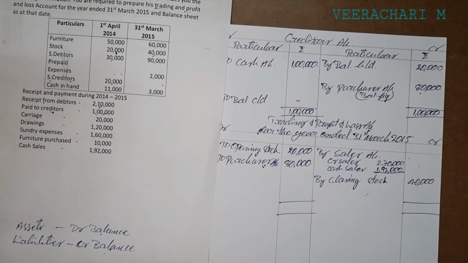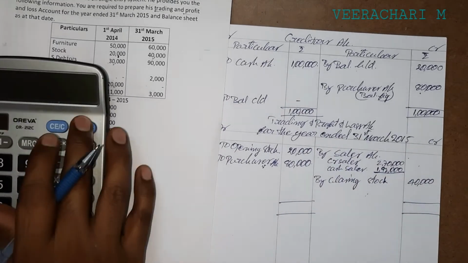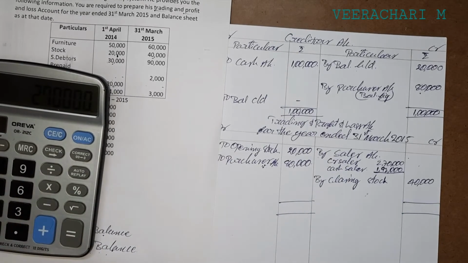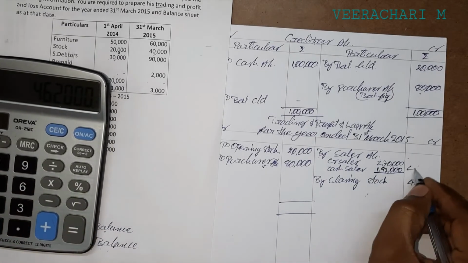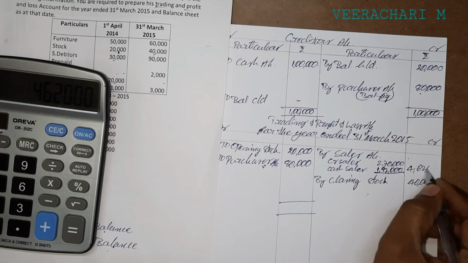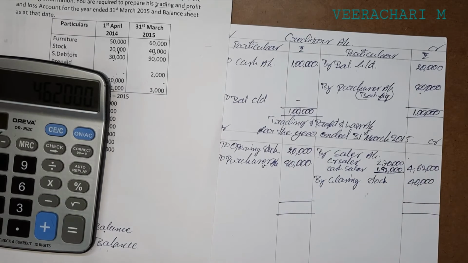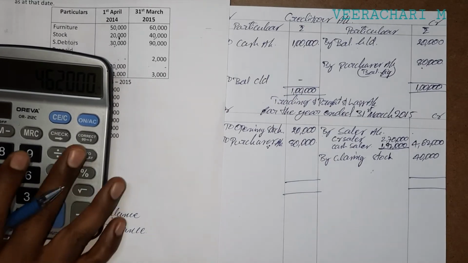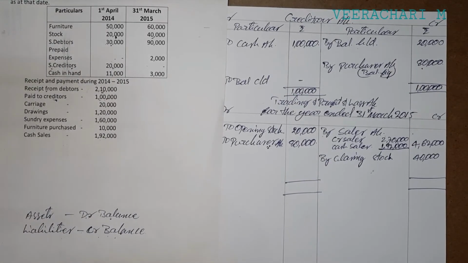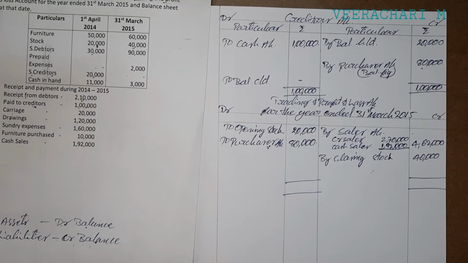The total sales is 2,70,000 plus 1,92,000, which is equal to 4,62,000. 4,62,000 is the total sales. In this question there is no returns, so there is no need to deduct any returns from the sales.